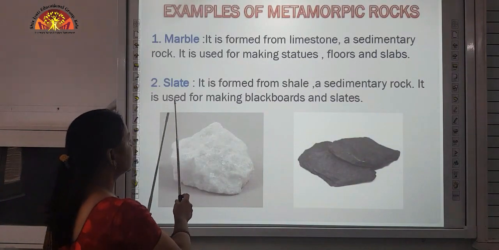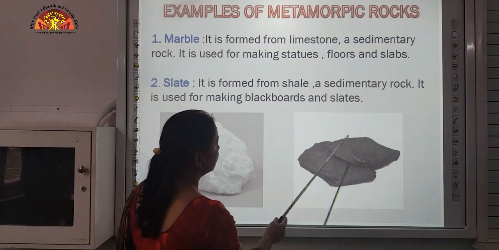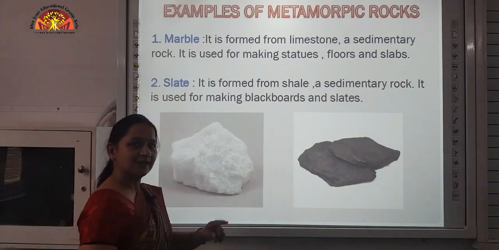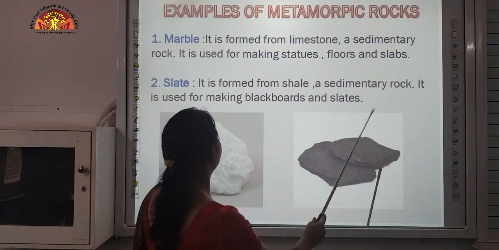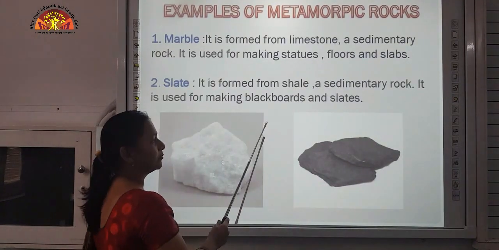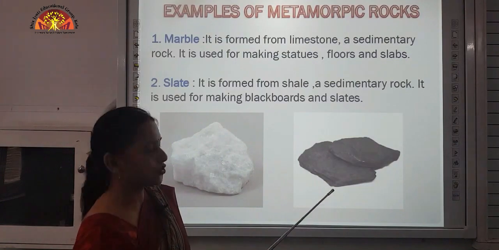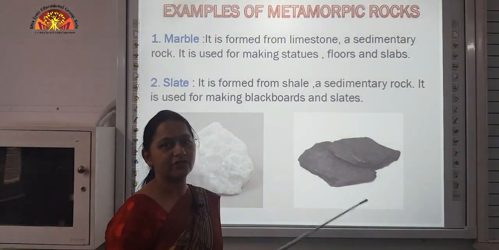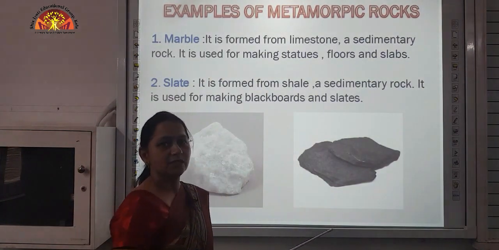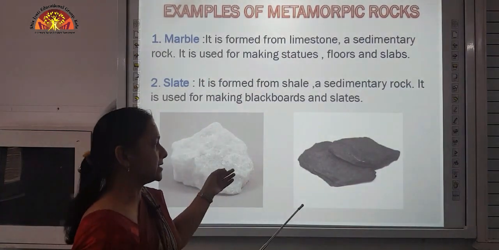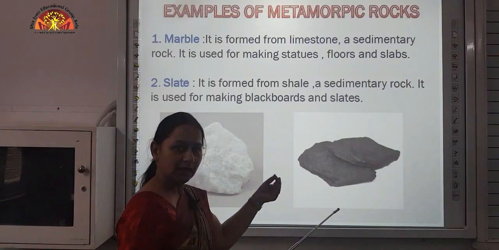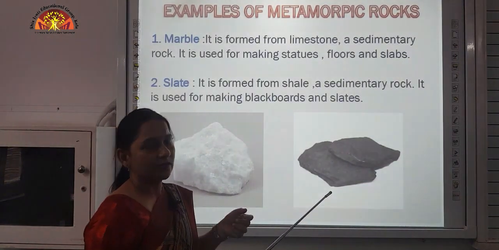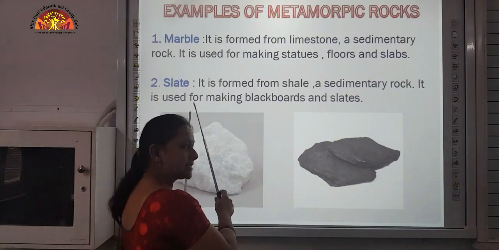Next one is slate. As you can see, it is dark in color and it is formed from shale. Again, shale is a sedimentary rock. It is used for making blackboards that you can see in your classrooms, and slates, that is your handheld writing boards that children use for writing. These are found in thin layers. This rock is found in thin layers. You can see in the blackboards you have thin layers. So it is formed from slate rock.